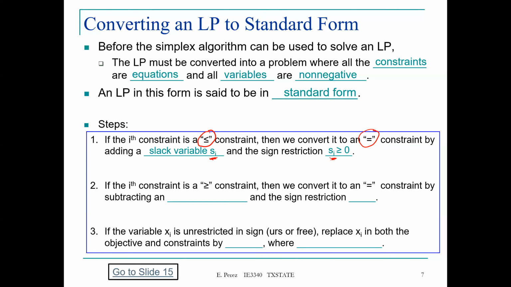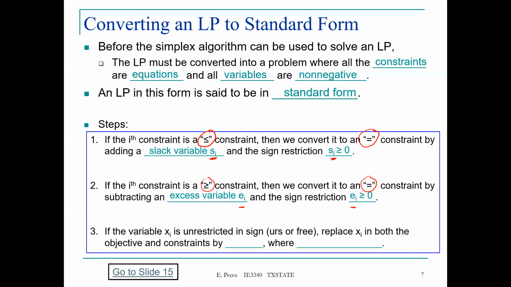If the i-th constraint is also an inequality but greater or equal to, then we convert it to an equality by subtracting an excess variable and adding the sign restriction, making that excess variable greater or equal to 0.